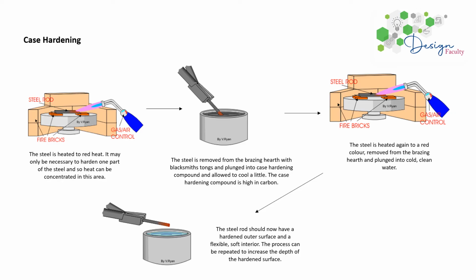So the process: the steel's heated to red. Depending on what you're doing, you might only need to harden one end of it, or you might need to case harden the whole thing. So you heat the area that's needed. You remove it, making sure you're doing it carefully and using your tongs, and you put it in hardening compound, which is high in carbon. You then have to heat it again, and then you plunge it into cold, clean water. So you're quenching it in cold, clean water. And it now should have a nice hardened outer surface and a flexible, soft interior. And you can keep doing this to increase the depth of the hardened surface. You can keep adding layers onto that.